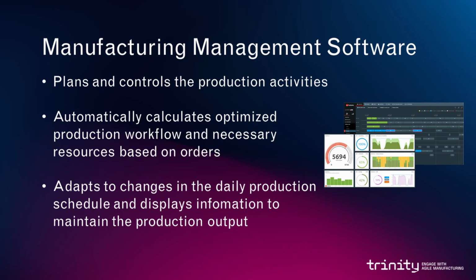The manufacturing management software plans and controls the production activities. It automatically calculates the optimized production workflow and necessary resources based on orders. It adapts to changes in the daily production schedule and displays information to maintain the production output. It also acts as an interface between the human and the automation.